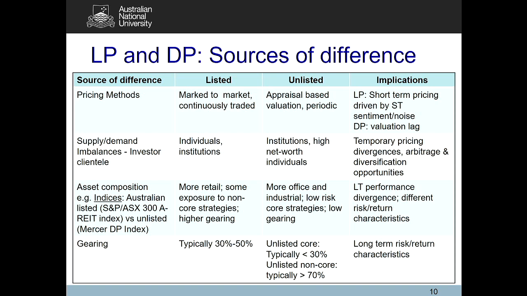Your unlisted property, if it is core, has very low gearing, less than 30%. If it's non-core, very high gearing, above 70%, whereas your listed tends to be mostly core with a bit of non-core, so gearing tends to be in the middle, 30 to 50%. And obviously, the more gearing, the more it will amplify the volatility in your returns.